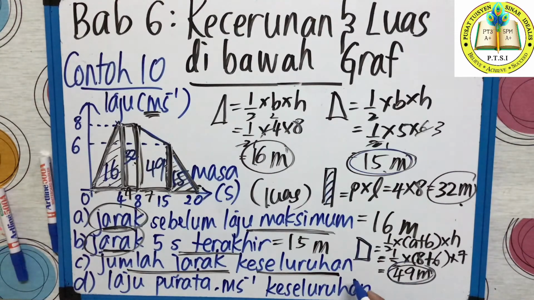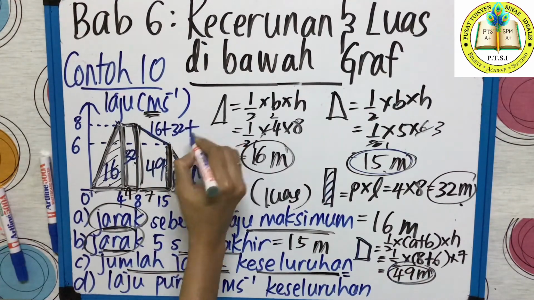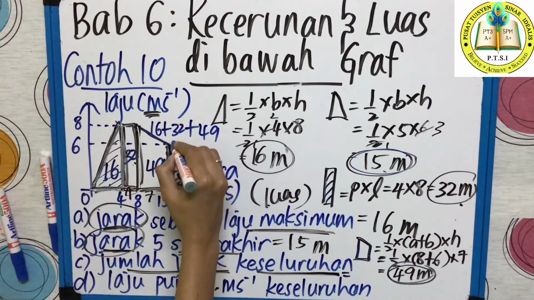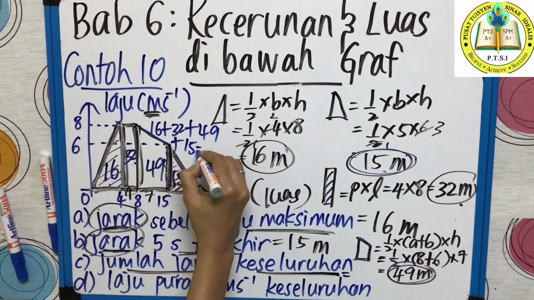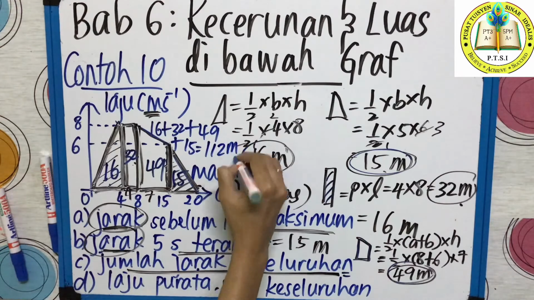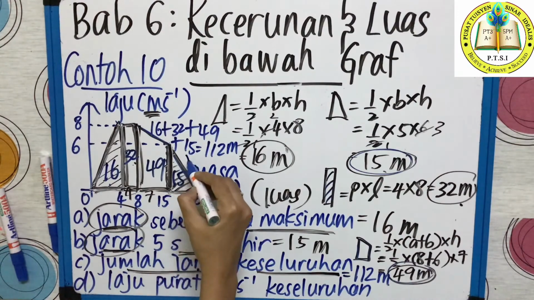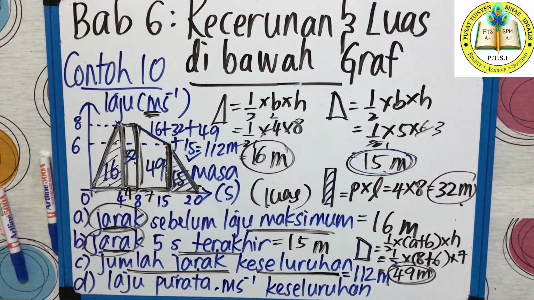So bila kamu tambah semua, berapa kamu dapat? 16 plus 32 plus 49 plus 15. How much do you get? 112 meter. So the answer 112 meter. Finish. So jumlah jarak sudah 112 meter.